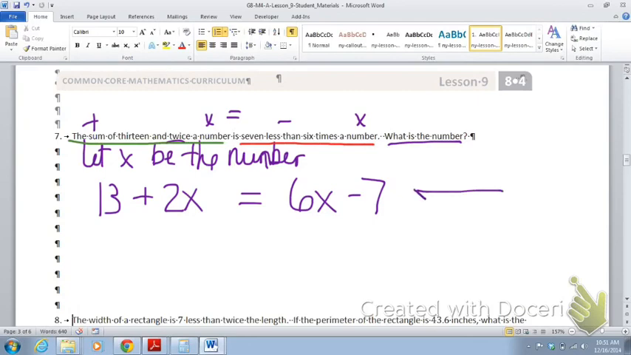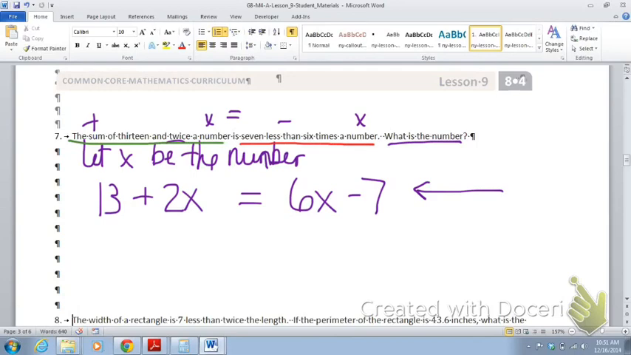Looking at this equation here, does that equation appear to have a unique solution? Or is there no solution to that? So maybe you could look at that and realize, oh yeah, the coefficients are different here. I've got 2 on that side and 6 on that side. The constants are also different, 13 and -7. So I know that that equation is going to have a unique solution. There's going to be a number that's true for, and there's only one number that's true for.